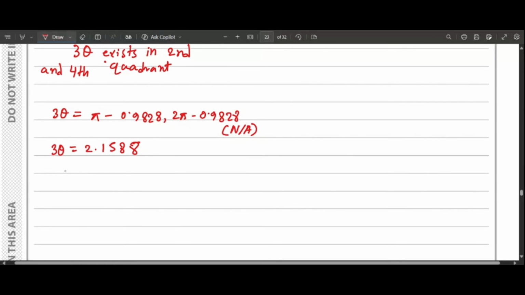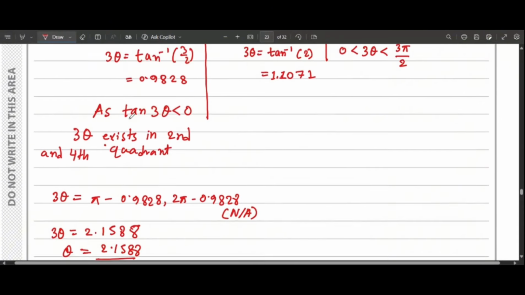We can divide before rounding up. So 2.1588 divided by 3. And this will give us 0.7196, which is equal to 0.72. And this is our answer from this expression.